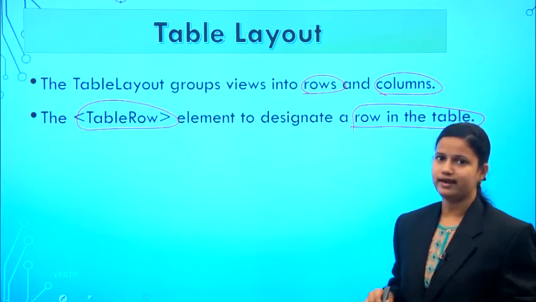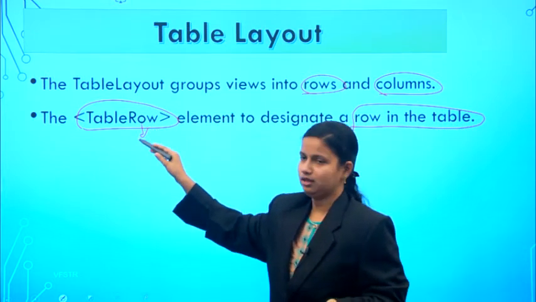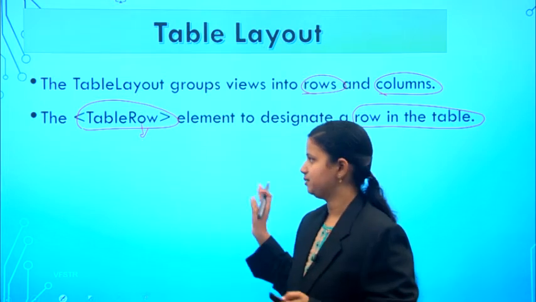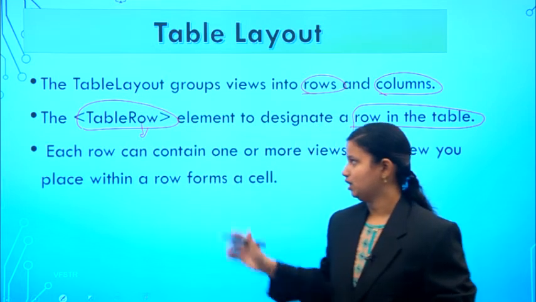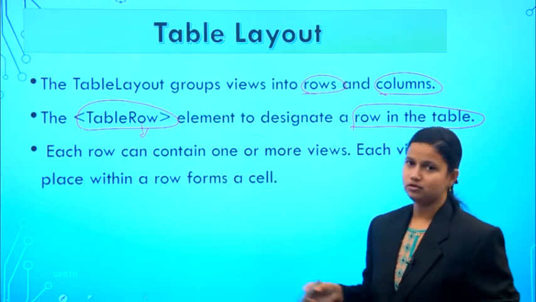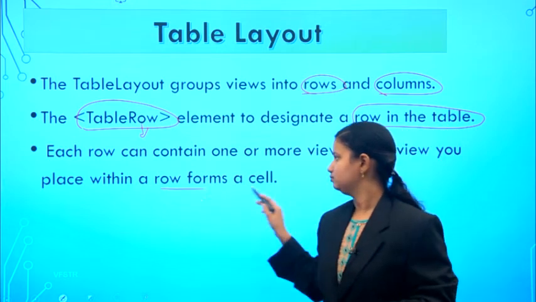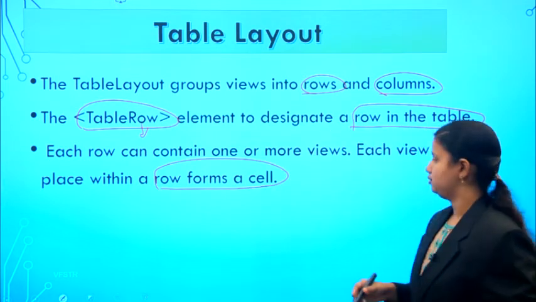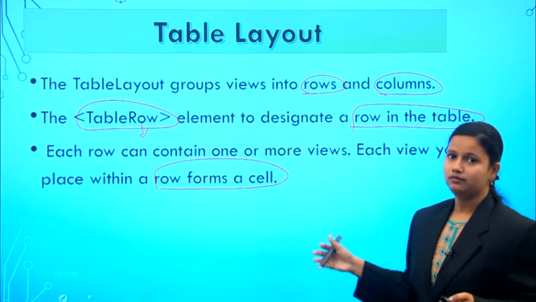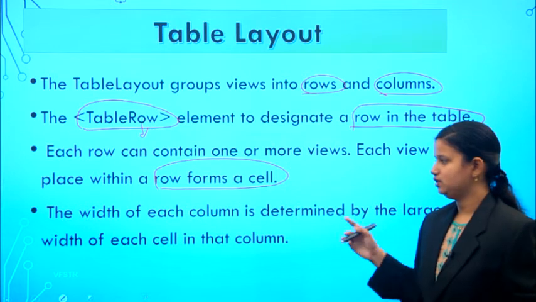So how many rows do you require in the table layout? You have to mention that with table row. Within the table row you have to specify what different views are to be arranged in a single row. And the next thing is, each row can contain one or more views. That means we can include more than one view in the same row, and each view you place within a row forms a cell. That means within the table row you have to specify whatever views are to be presented in a row format.